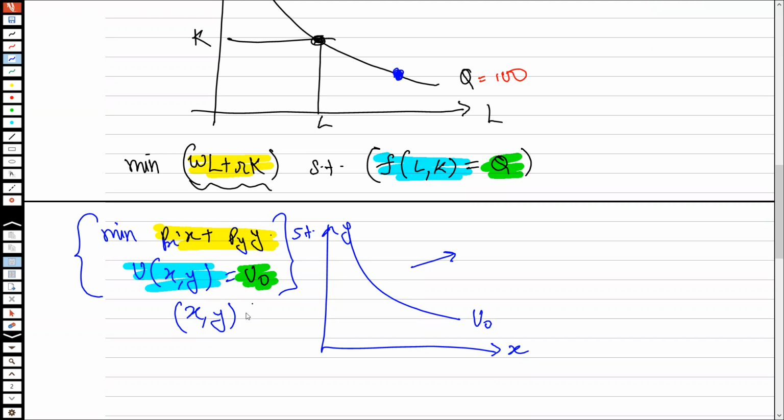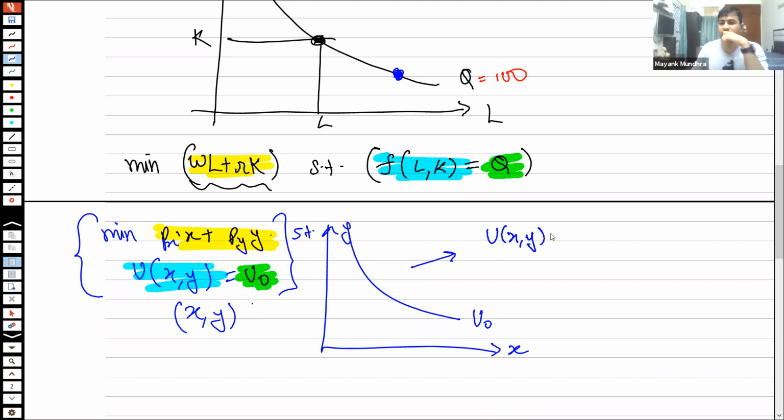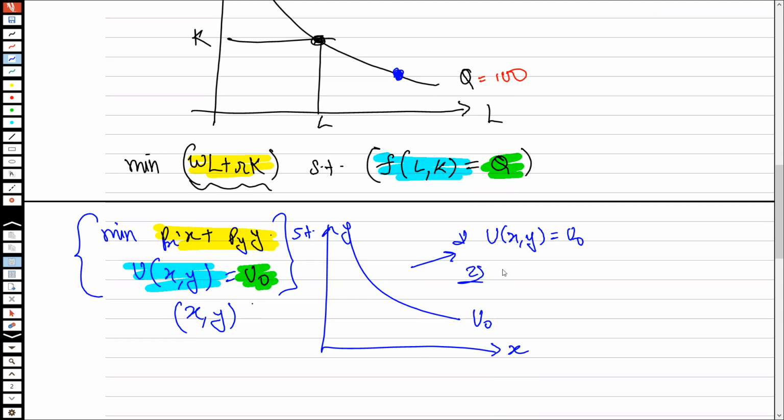First, the utility is U0. Very good. So utility at X comma Y equals U0. That's my first equation. Second equation. PXX plus PYY is equal to income. There's no income. This is the expenditure function. There is no income.